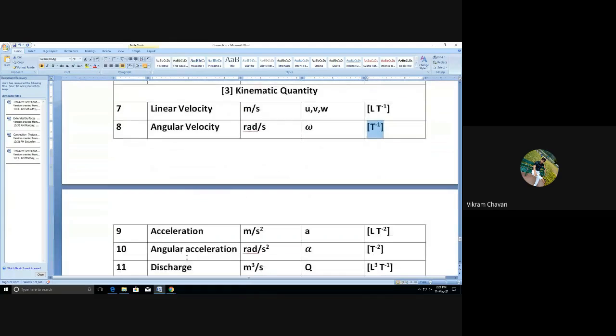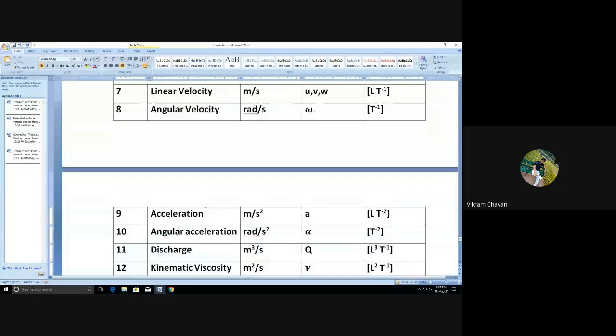Then further, acceleration. Acceleration unit is meter per second square. Symbol is small a, and dimensions are L and t raised to minus 2. Here any raised to factor is not provided. That is nothing but L raised to 1. So remember that thing. If not provided, that is nothing but L raised to 1.